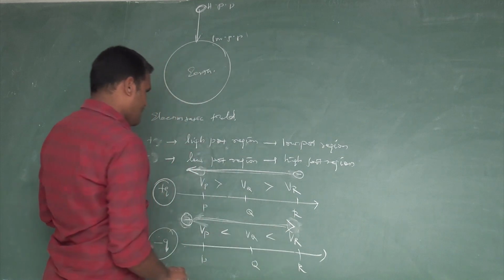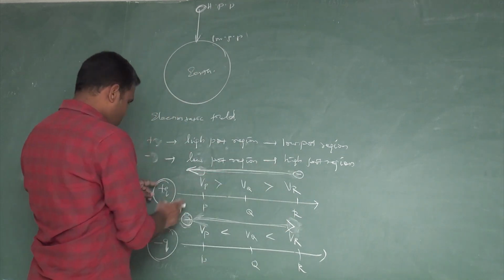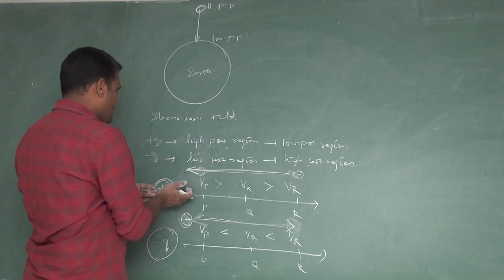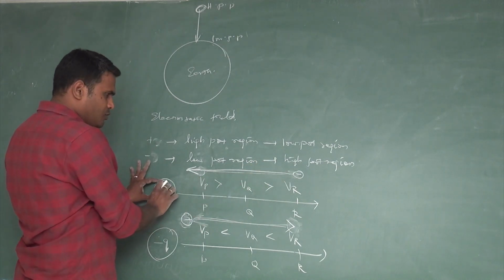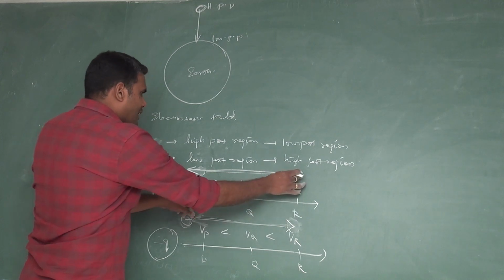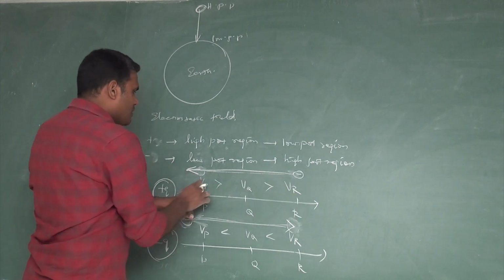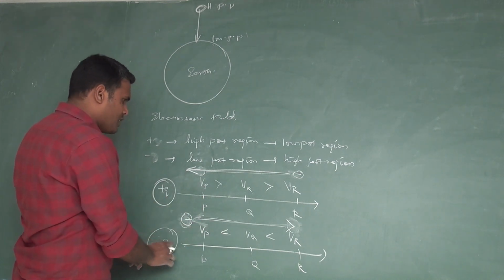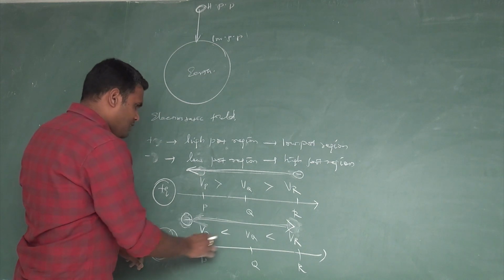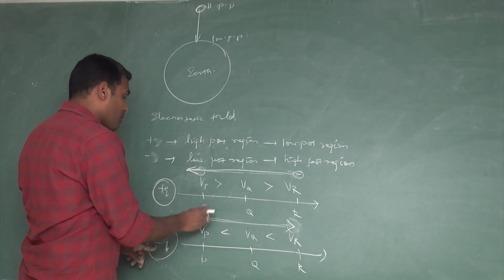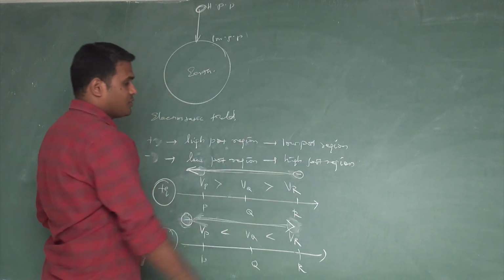So what I can say is a negative charge in both the cases always moves from a low potential region to high potential region. See this one, for a positive source charge, VR is low potential, VP is high potential, and the negative charge moves from low potential region to high potential region. And in this particular case, for a negative source charge, VP is low potential, VR is high potential, so negative charges always move from low potential region to high potential region.